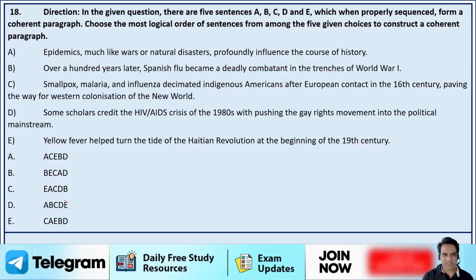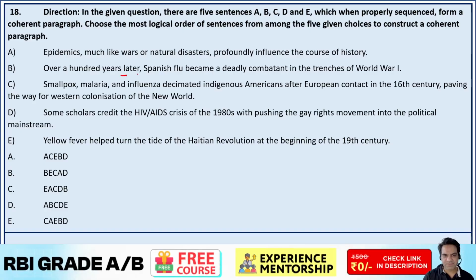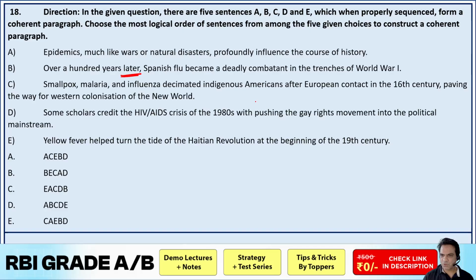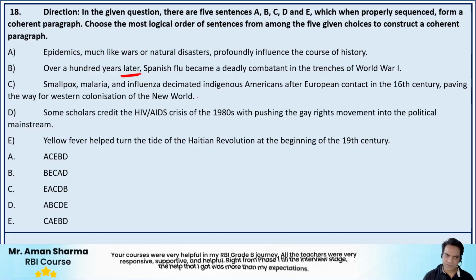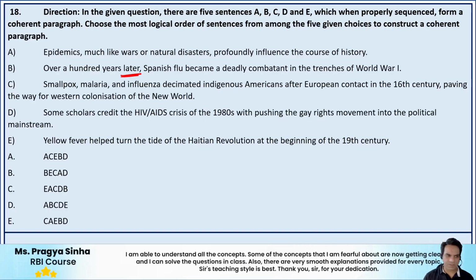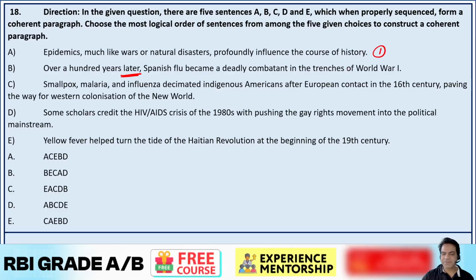So, epidemics, much like wars or natural disasters, profoundly influence the course of history. Yes, over a hundred years later. So this cannot be the first sentence. Smallpox, malaria, influenza decimated indigenous Americans after European contact in the 16th century, paving the way for Western colonization of the New World. No, guys, again, this cannot be the first sentence. Some scholars credit the HIV/AIDS crisis of the 1980s with pushing the gay rights movement into the political mainstream. No. Yellow fever helped turn the tide of the Haitian revolution at the beginning of the 19th century. No. So the first sentence is definitely option A, which is the broader statement, the introductory statement.